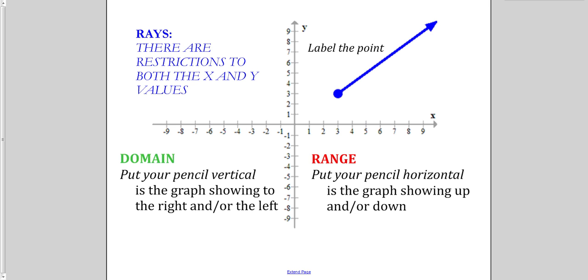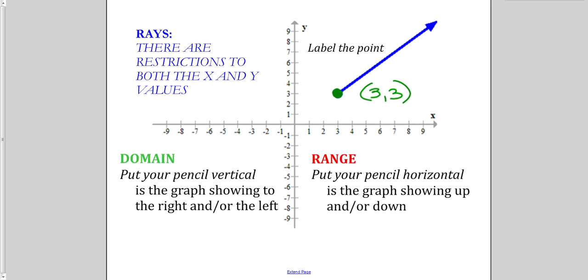Next example would be rays. Now a ray looks similar to a line, but the difference is that it's got a stopping point. So the first thing we're going to do is label this stopping point. This is at 3, comma 3. So an x value of 3, a y value of 3. Because it's got a stopping point there, that restricts both the x and the y values.